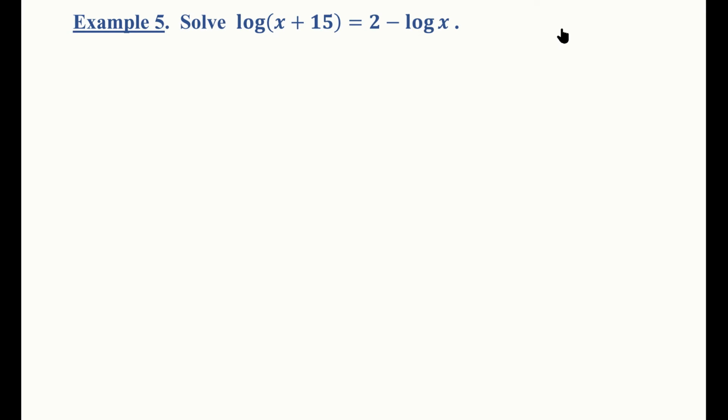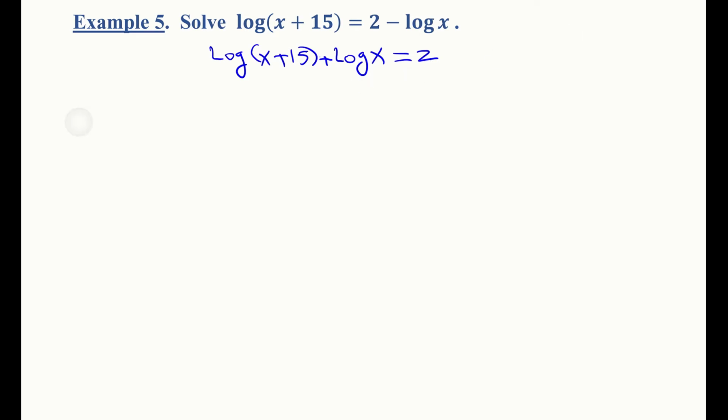So let's go ahead and get that negative log x to this side as well. So we end up with log of x plus 15 plus log x equals 2. See? If you can manage to do this, then this is not considered a log on both sides type of problem, because you were able to get this number on this side.